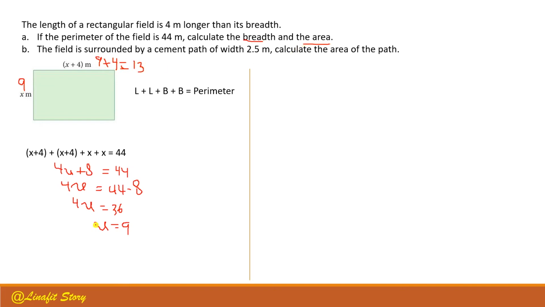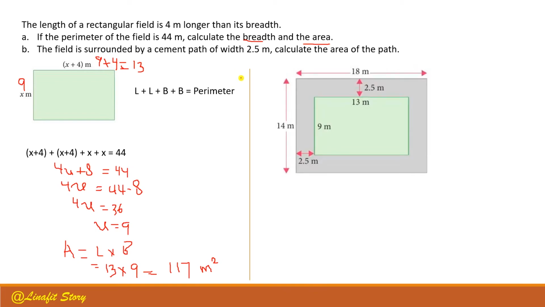To get the area of a rectangle is length times breadth. So 13 times 9 is equal to 117 square meters. B. The field is surrounded by a cement path of width 2.5 meters. So this is the rectangle field, 13 meters, this is 9 meters, and then the width of the cement path is 2.5 meters.